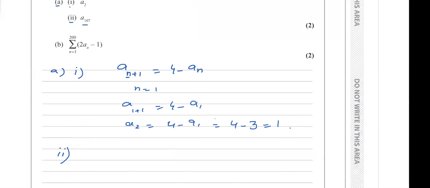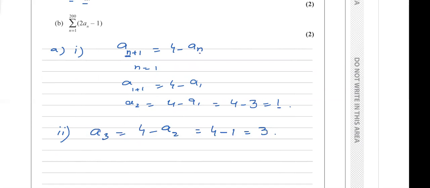Now I have a1 and a2, and I will try to find a3 also. How can I find a3? By putting n equal to 2. Then a3 will be 4 minus a2, because we are putting n equal to 2 here. What is a2? a2 is 1, which we already found in the previous part. So a3 is equal to 3.